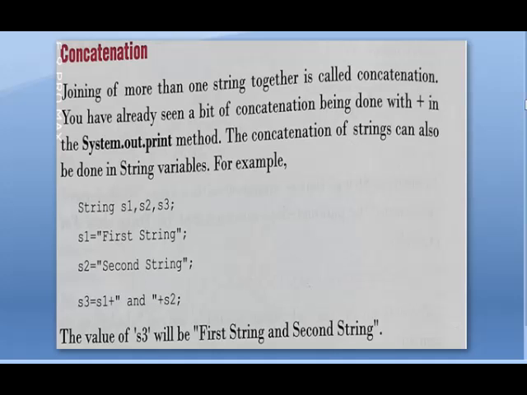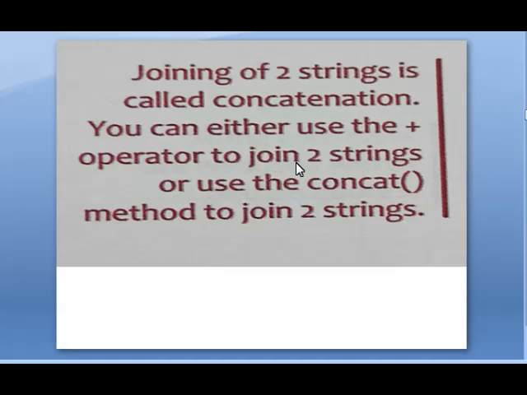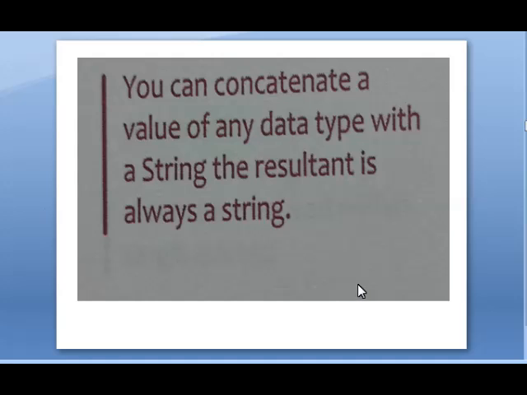Okay, next we are going to see the join. The function used to join these two strings is called concat(). Joining of two strings is called concatenation. You can either use the plus operator to join two strings or use the concat() method to join two strings. The next one is you can concatenate a value of any data type with a string. The resultant is always a string. So if the data type is different, then the output is always string data type.